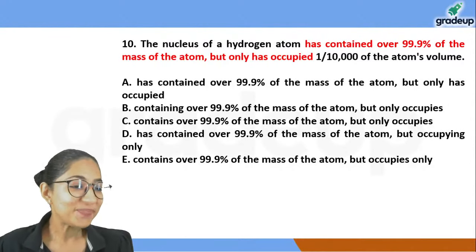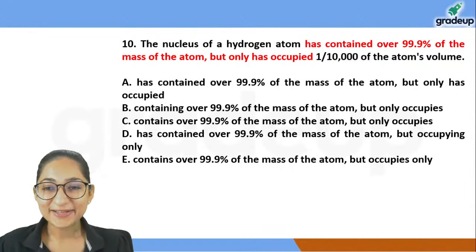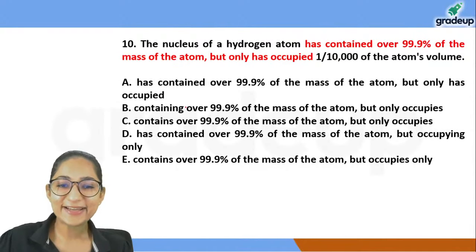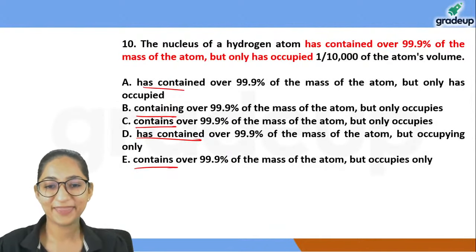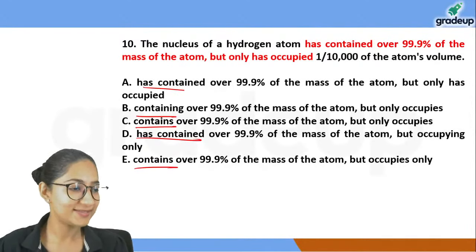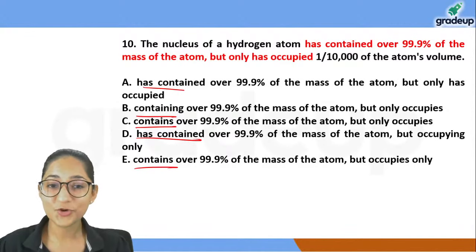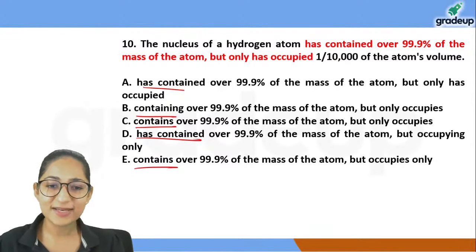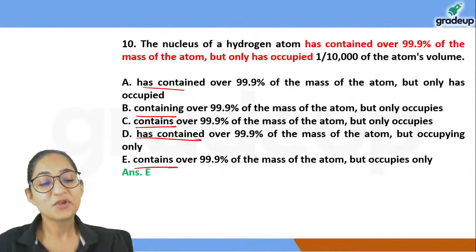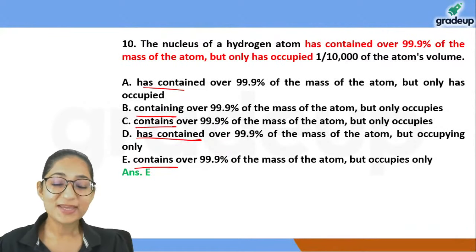So what do you say? The nucleus of a hydrogen atom has contained, containing, contains, has contained, contains. This is something that I can instantly see. Okay, E, you guys are with B also. B, E, okay. E is majorly correct. Let's check that, guys. So E is absolutely correct.